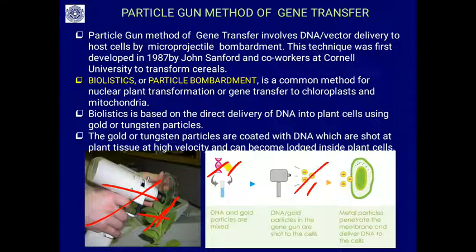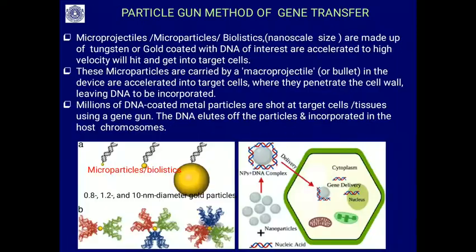This is what you will find: gold nanoparticles coated with the DNA, which are shot at the plant tissue at high velocity and can become lodged in the plant cell. It is with great force that these metal particles tagged with DNA are bombarded on the surface, so that they get into the cytoplasm and even into the nucleus.